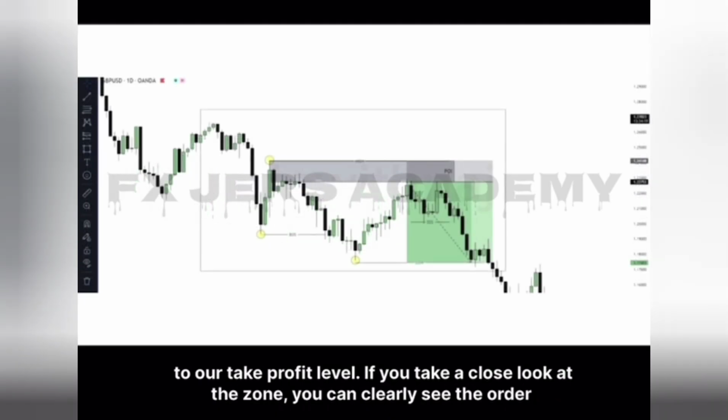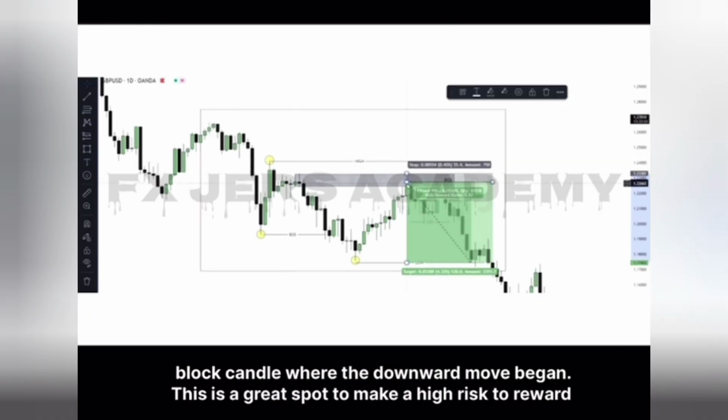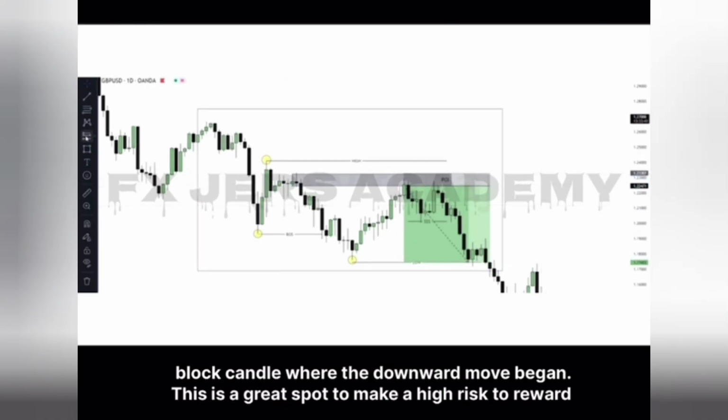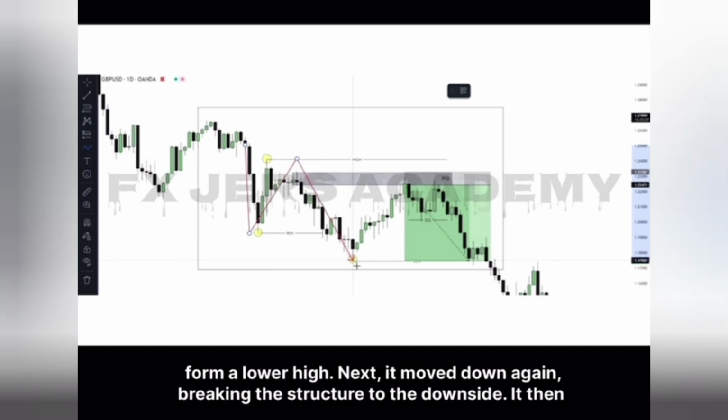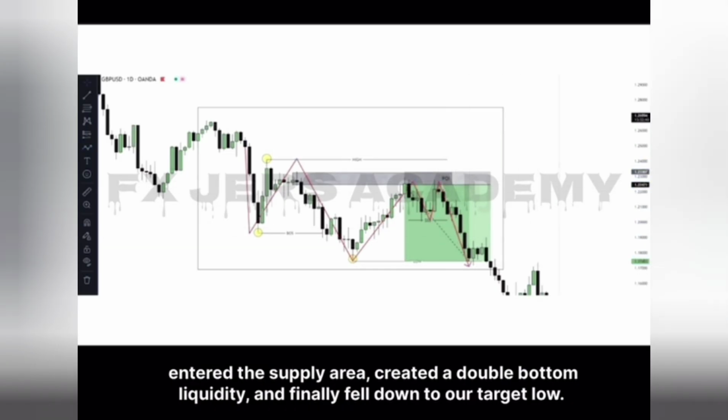If you take a close look at the zone, you can clearly see the order block candle where the downward move began. This is a great spot to make a high risk to reward trade. Look at the market's path. First, it moved down to create a lower low, then it went up to form a lower high. Next, it moved down again, breaking the structure to the downside. It then entered the supply area, created a double bottom liquidity, and finally fell down to our target low.